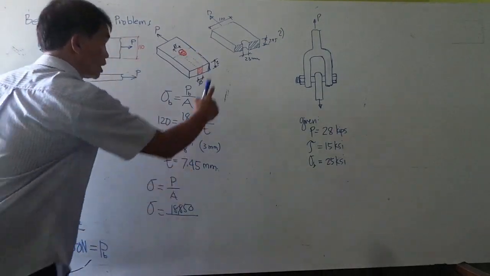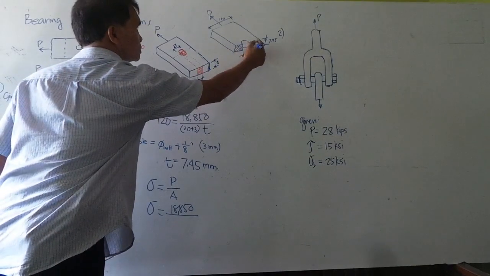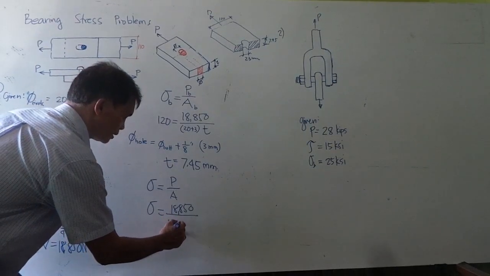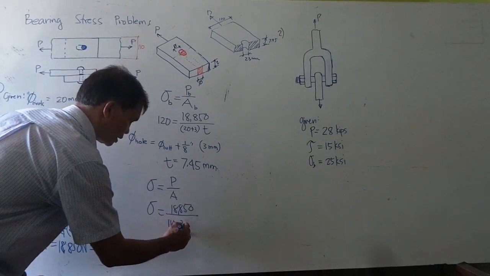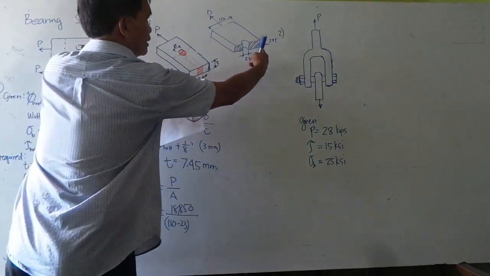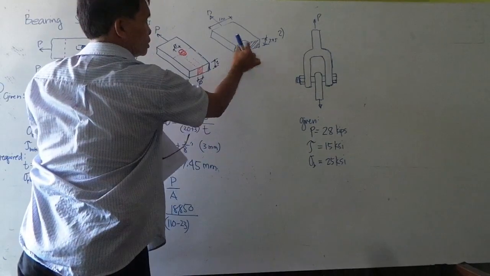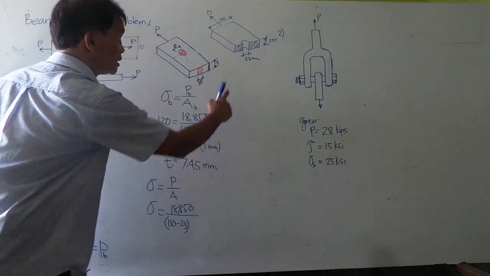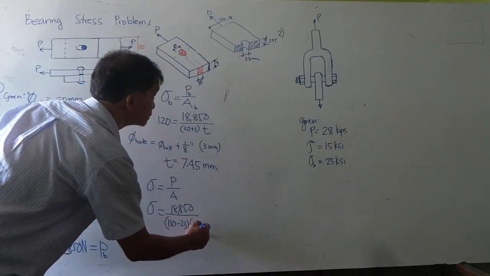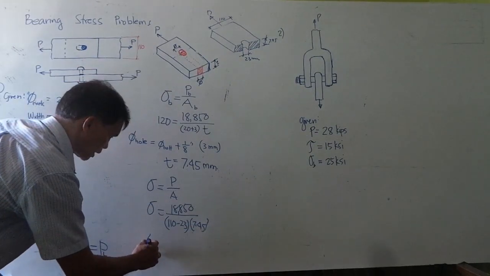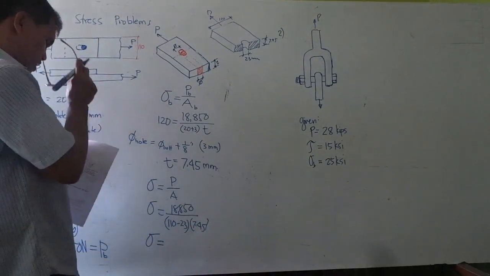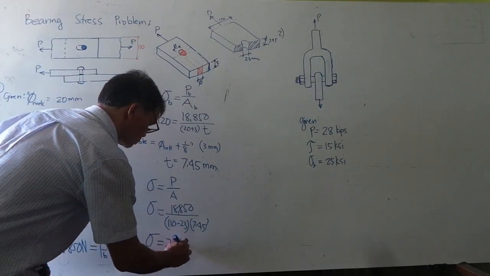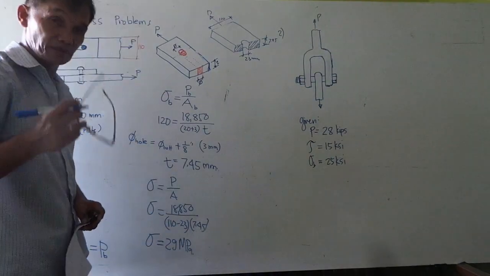So you have the area of this one, the net area. That area is just equal to the width, 110 minus 23. Then multiply it by 7.45, and you will have the direct stress equal to 29 megapascal. Okay?